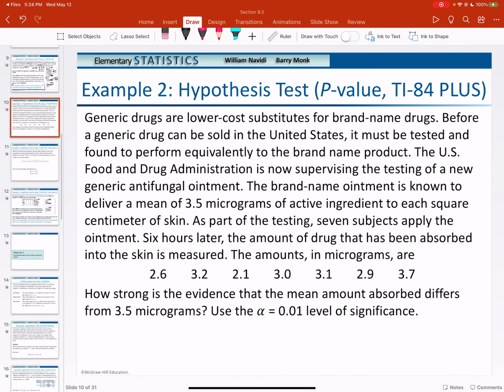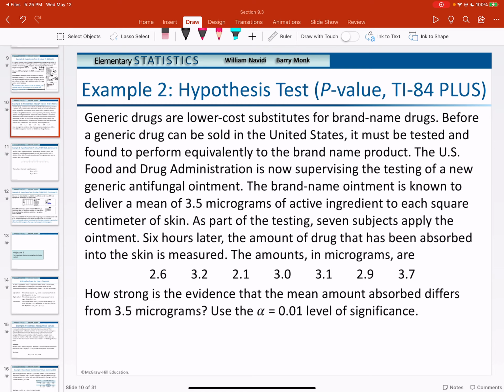Example 2, hypothesis test. Generic drugs are a lower cost substitute for brand name drugs. Before a generic drug can be sold in the United States, it must be tested and found to perform equivalently to the brand name product. The U.S. Food and Drug Administration is now supervising the testing of a new generic antifungal ointment. The brand name ointment is known to deliver a mean of 3.5 micrograms of active ingredient to each square centimeter of skin. As part of the testing, 7 subjects applied the ointment. 6 hours later, the amount of drug that has been absorbed onto the skin is measured. So this is the amount of drug that was absorbed. So they give us a list.